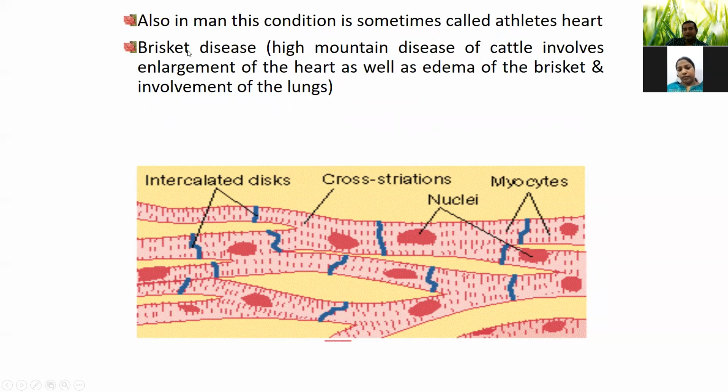Another topic is the brisket disease. This brisket disease is also known as high mountain disease of cattle. It involves enlargement of the heart as well as edema of the brisket and involvement of the lungs. And this can be said to be a normal condition in the animal, which comes after the adaptation of the animal to a certain surrounding, especially in the high mountains.